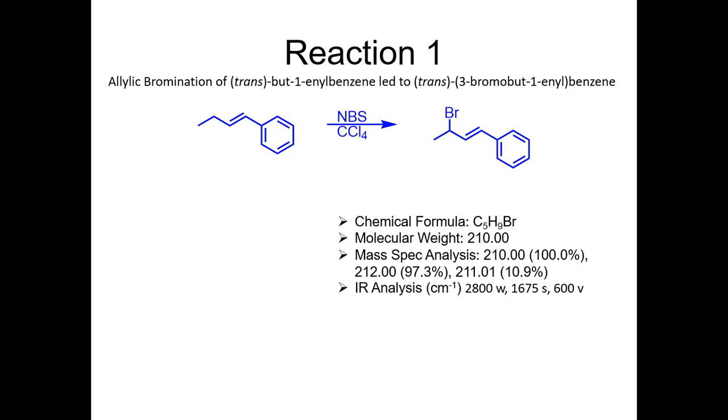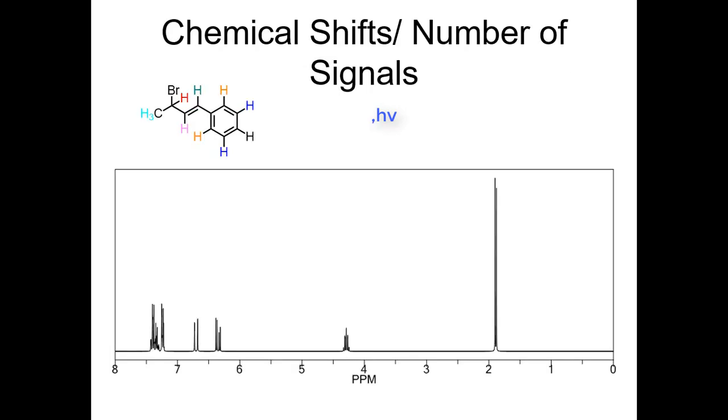All right, let's look at another reaction. It's another allylic bromination. You have trans-but-1-enylbenzene, and you react that in the presence of NBS and light and carbon tetrachloride, right? So this is the product here on the right. Let's look at the NMR, right? We should see multiple signals.